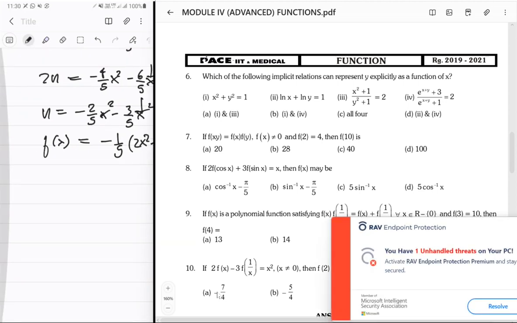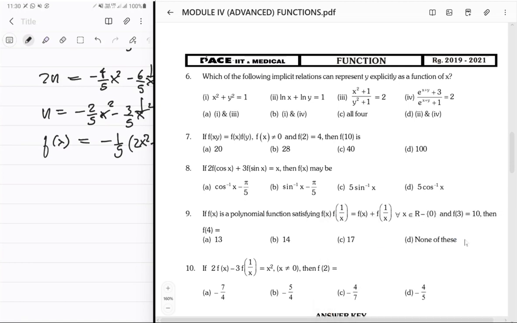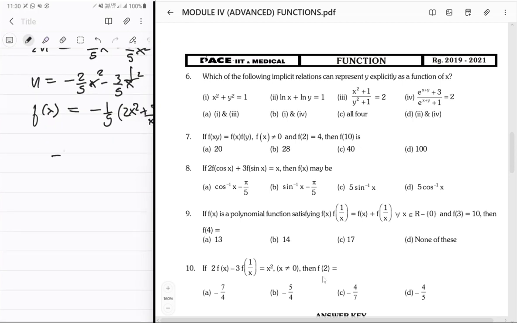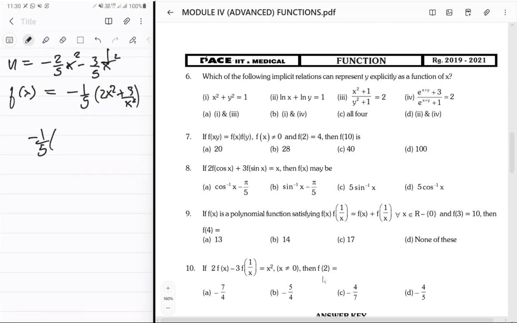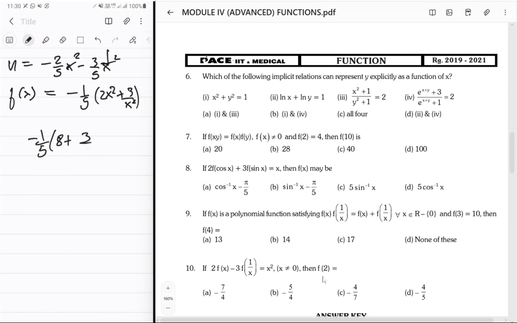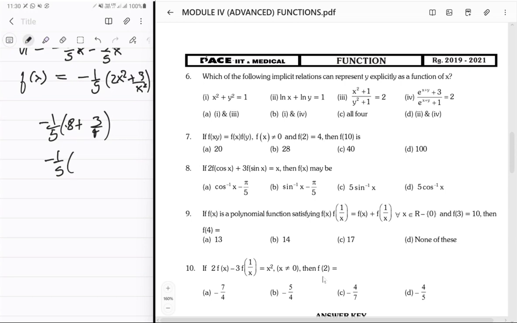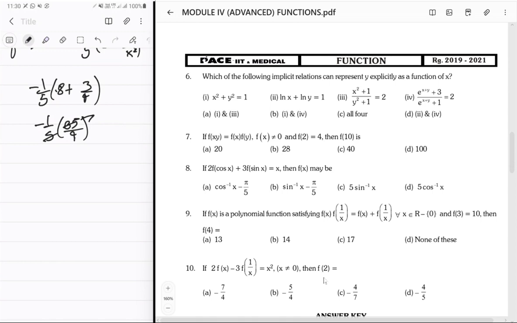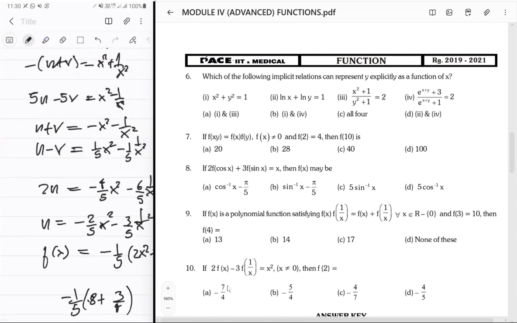Makes sense. What we want is f of 2, so just put 2 in there. Negative 1/5 of 2 times 4 is 8, plus 3 upon 2 squared, which is 4, right? So negative 1/5 of 32 plus 3, which is 35, upon 4, is going to be just negative 7 upon 4, which is A. Next question.